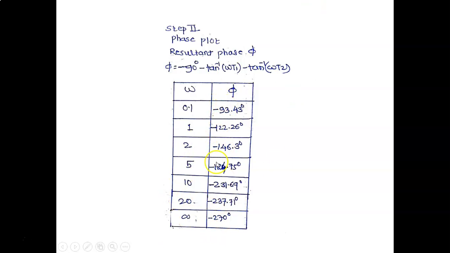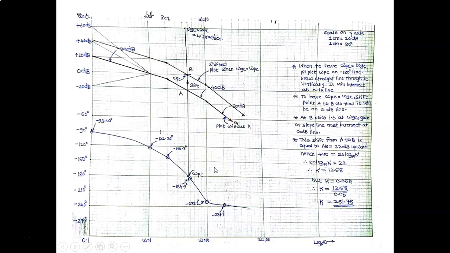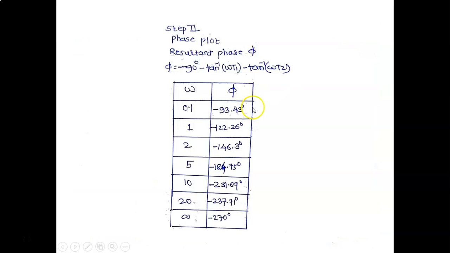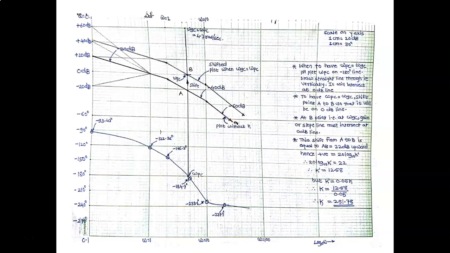Now we will plot first the phase angle plot, and then the magnitude plot, and then we will determine the value of K. Now just see here, scale on y-axis: 1 cm is equal to 20 dB and 1 cm is equal to 30 degree because our angles start from below minus 90. Therefore, minus 90, minus 120, minus 150, minus 180, minus 210, minus 240, minus 270.